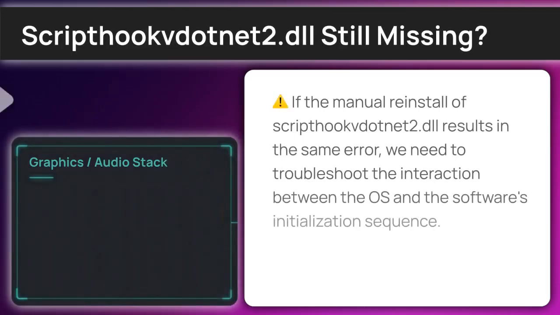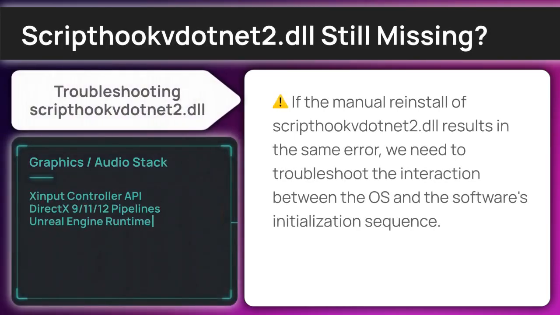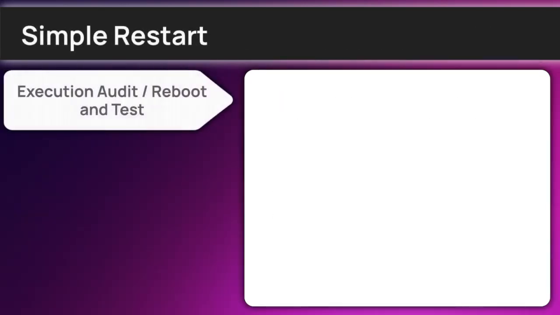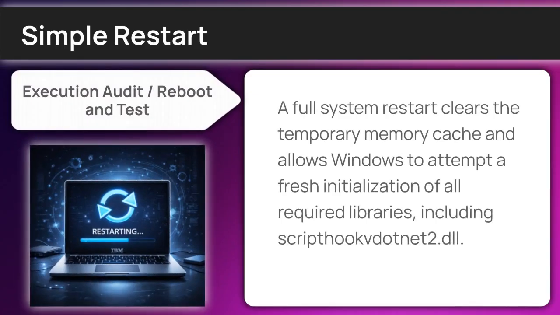When a standard software refresh isn't enough, we need to bypass the automated installers and look at manual system state resets. A standard restart allows the Windows bootloader to rescan your system directories and potentially recognize an unregistered scripthook5.net version 2 component.